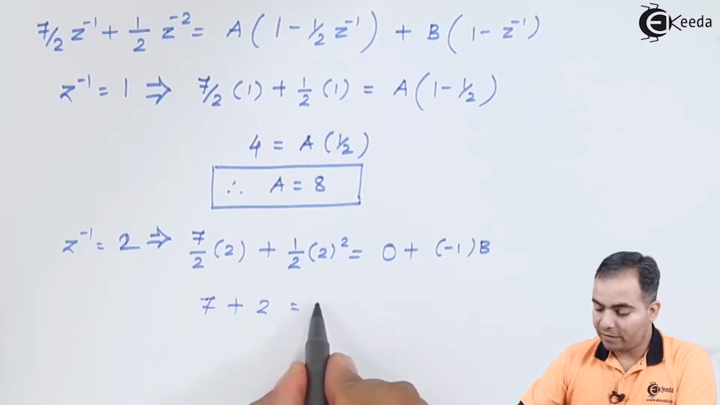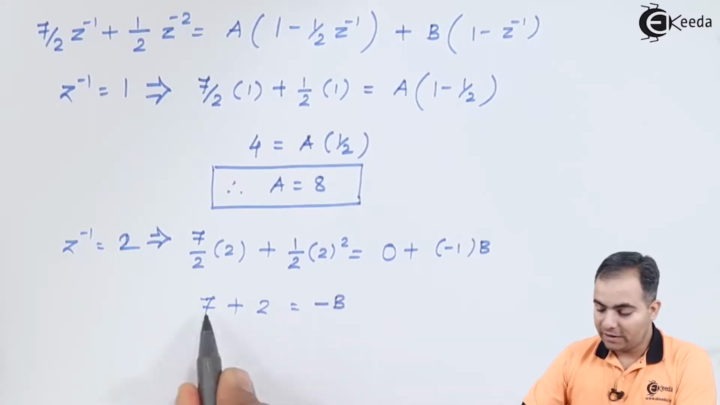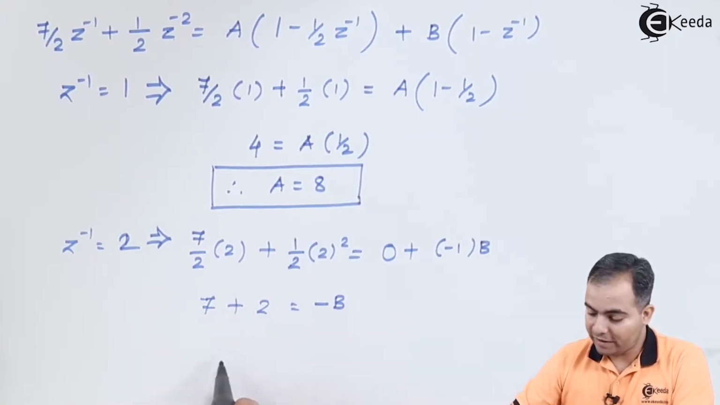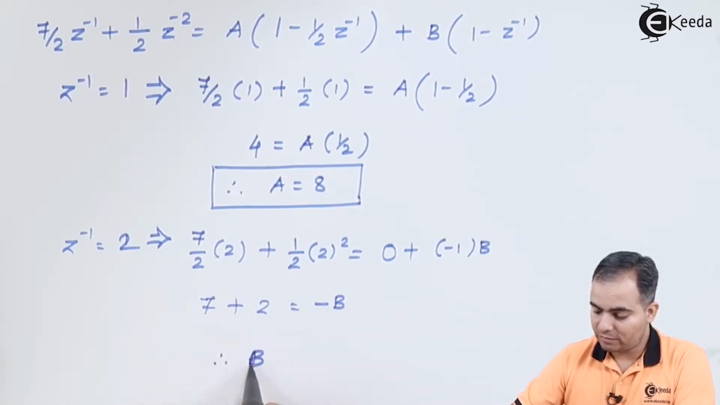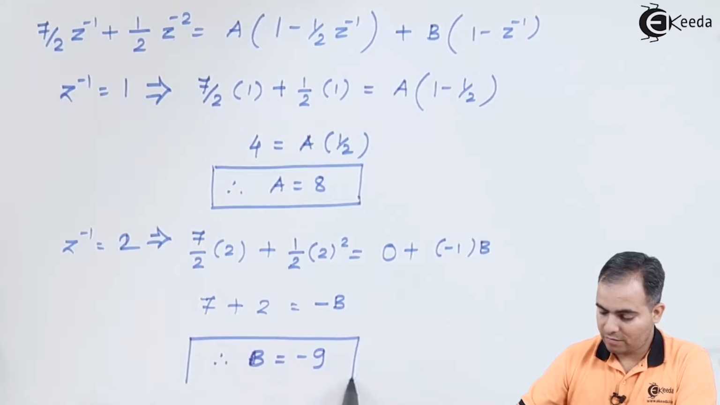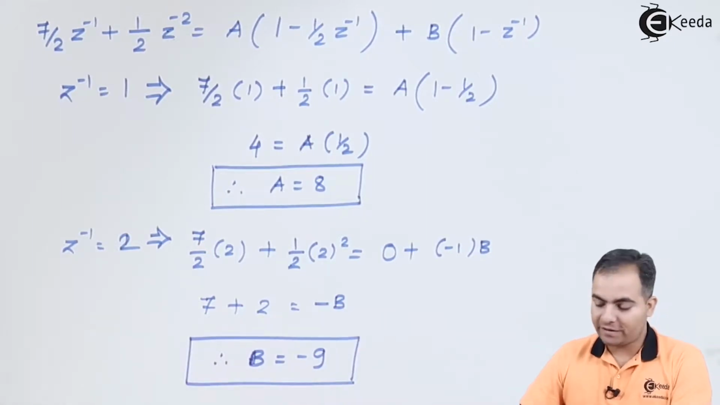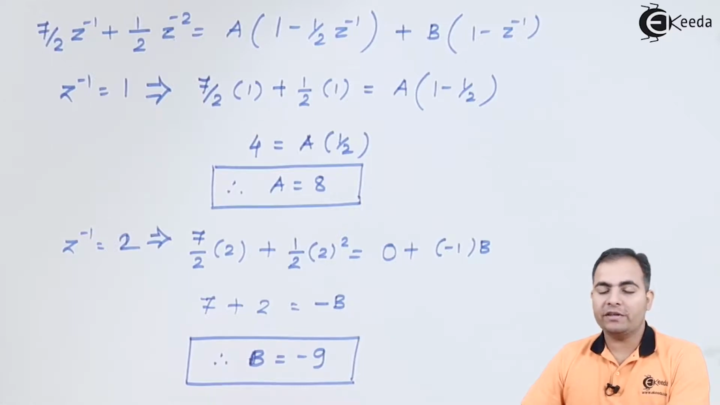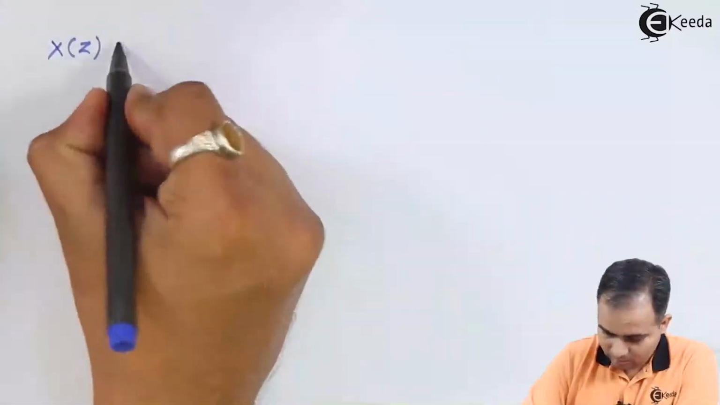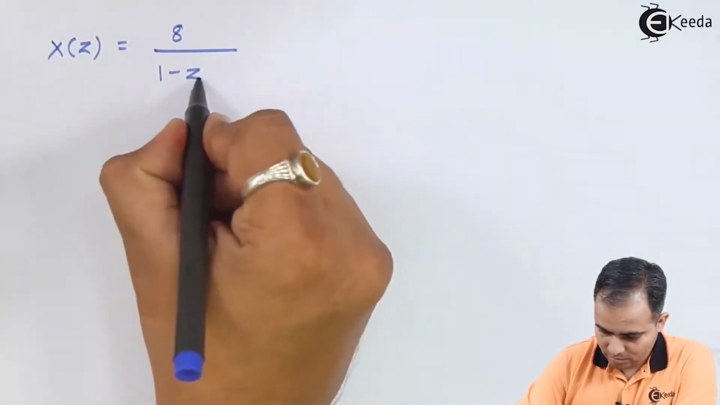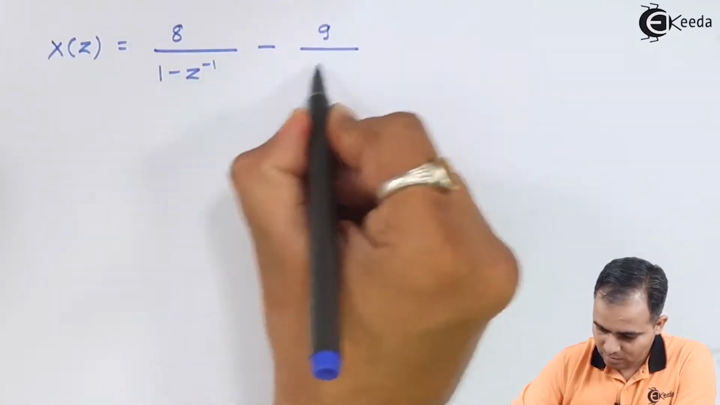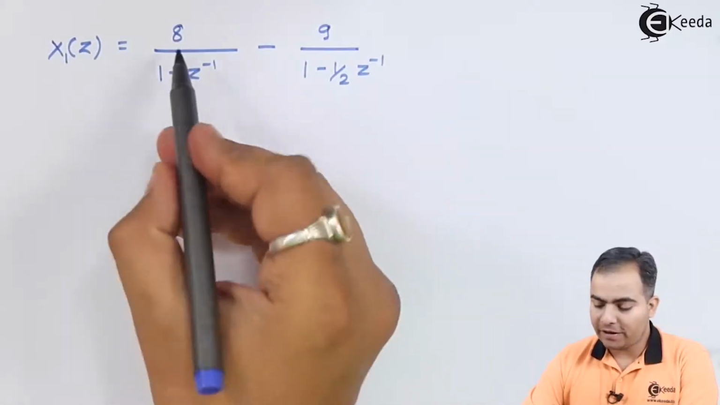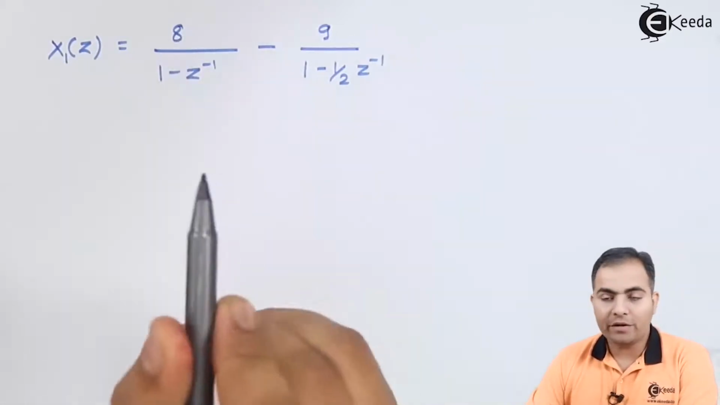And what we have on right hand side? A minus b. 7 plus 2 is 9. And if I multiply both the sides by minus sign, so we'll get b is equals to minus 9. Now I'm going to substitute all the values of a and b in equation number 2. This one is my x of z, and I have substituted my values of a and b over here.